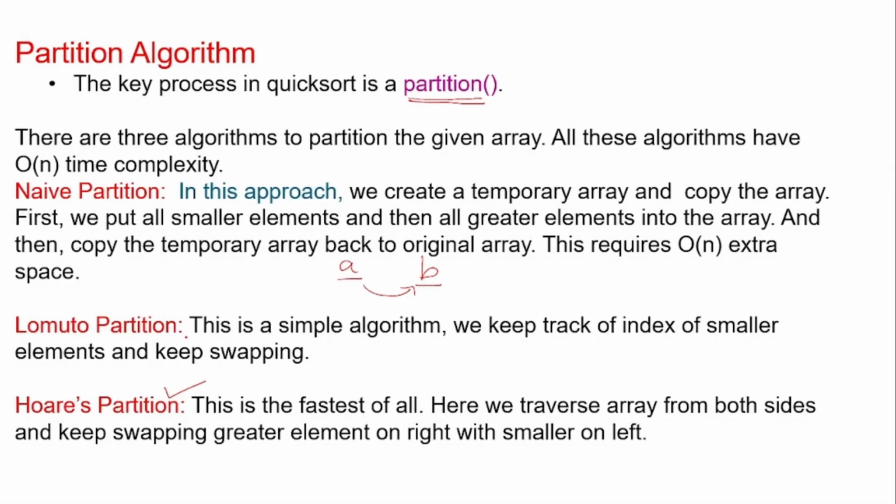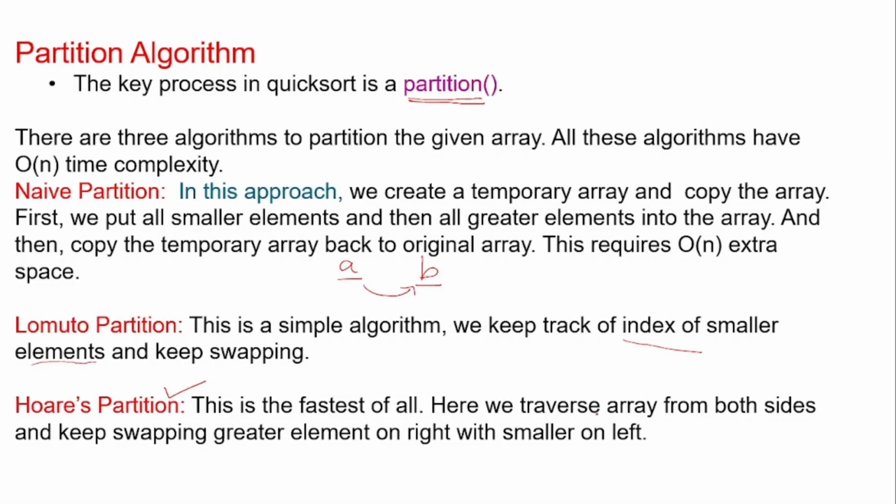So Lomuto partition, this is a very simple algorithm. Here we keep track of the index of smaller elements and keep swapping. When you find the smaller elements, you can swap the pivot element with the smaller elements, and it proceeds like that. But Hoare partition, this is the fastest of all the partitions.